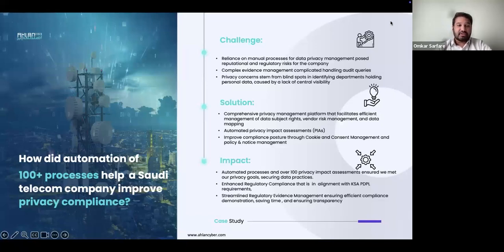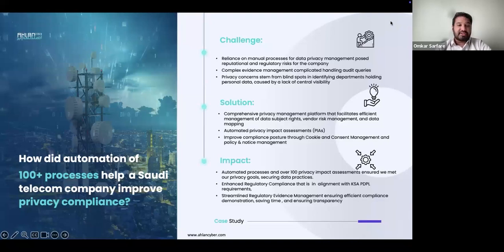With this solution, we could also get all the reports very quickly, and we could share them with all the regulators as well as the relevant stakeholders. Ultimately, this approach not only mitigated the pressing compliance concerns, but also laid down the groundwork for ongoing improvements.